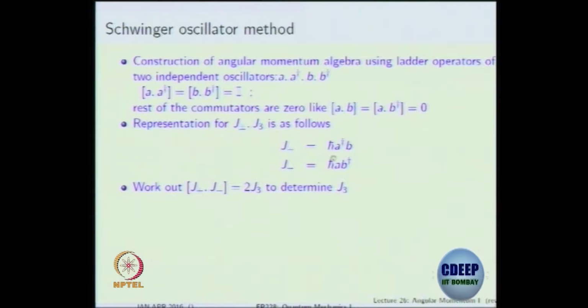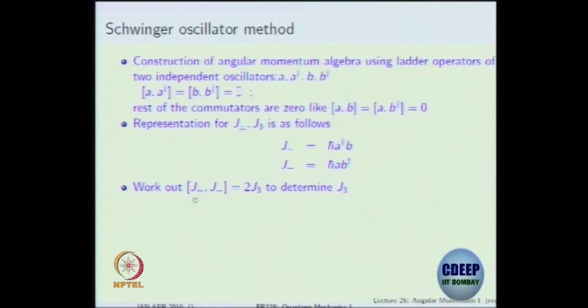If we take J plus to be this, the order really doesn't matter because they commute. You could put B A dagger also, doesn't matter, right? So if you take J plus, it's not Hermitian. If you take the Hermitian conjugate, the dagger of that, you get J minus, and J minus is this. Is that right?